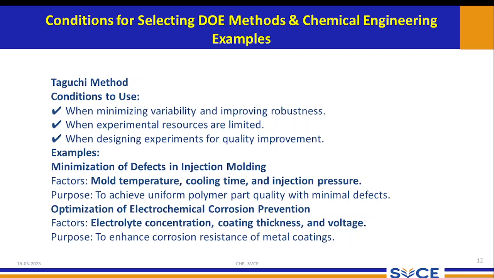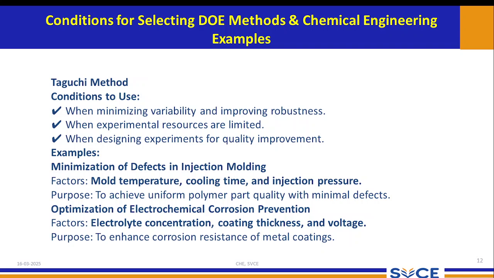So when minimizing the variability and improving the robustness, when experimental resources are limited, so resources are limited, the number of experiments comes down, then we can go for a Taguchi method. Okay, when designing the experiments for quality improvement. So when you want to go for a quality improvement, then better you go for a Taguchi method.